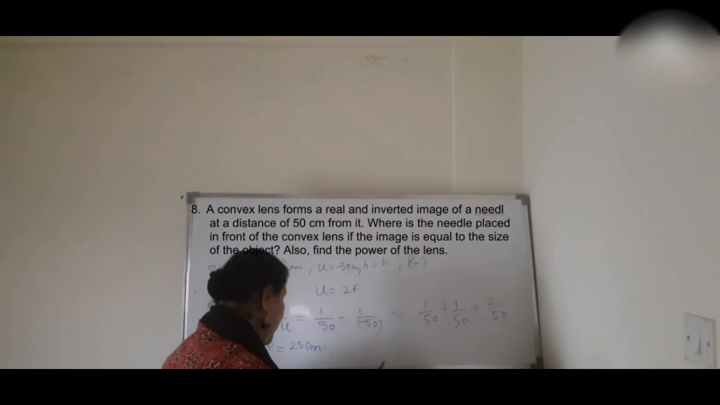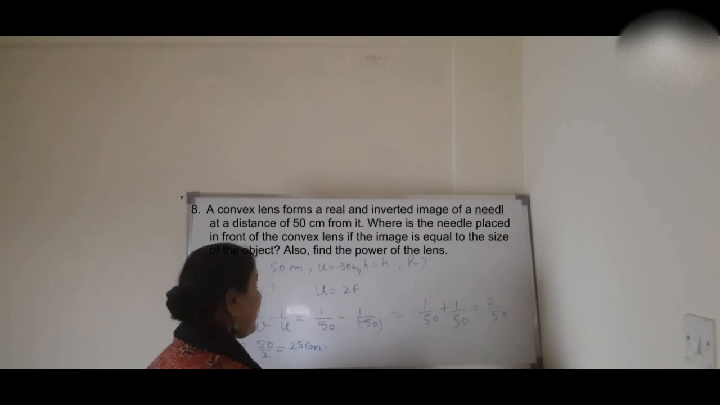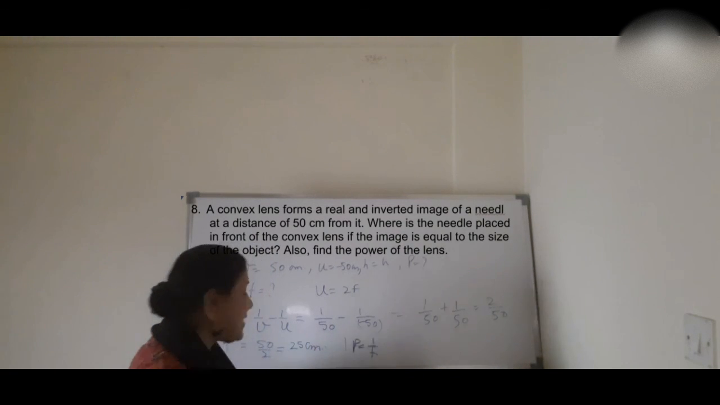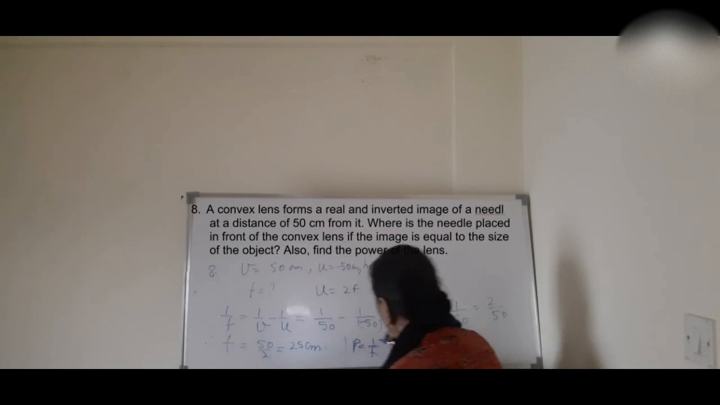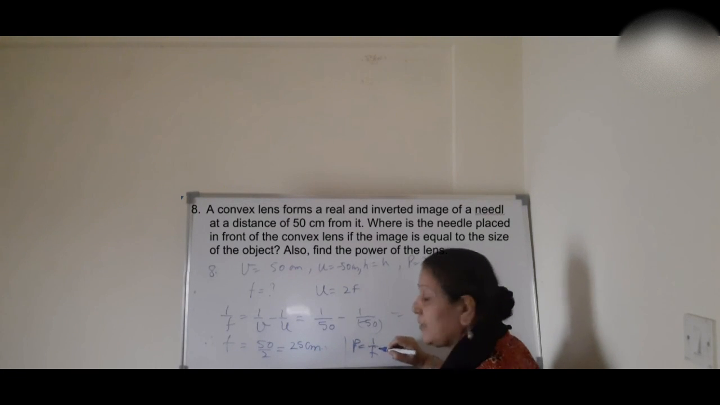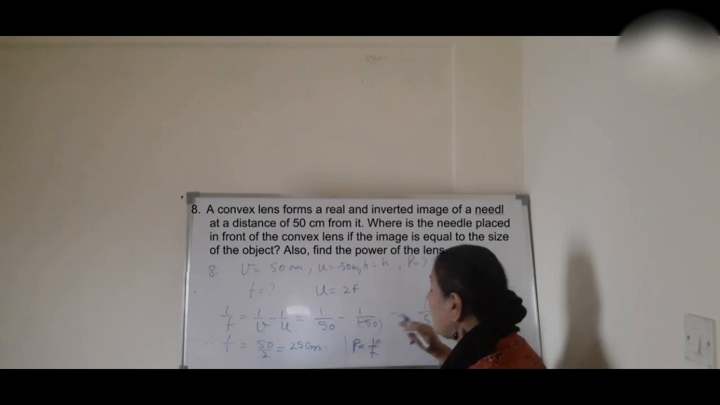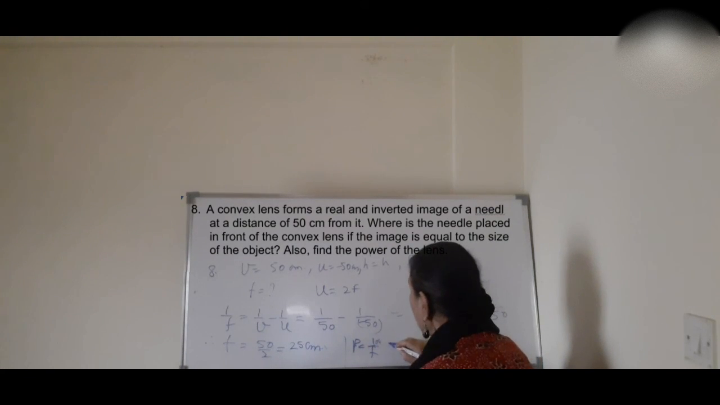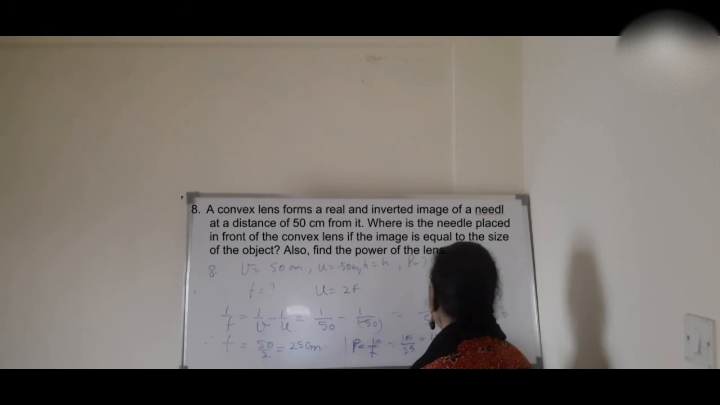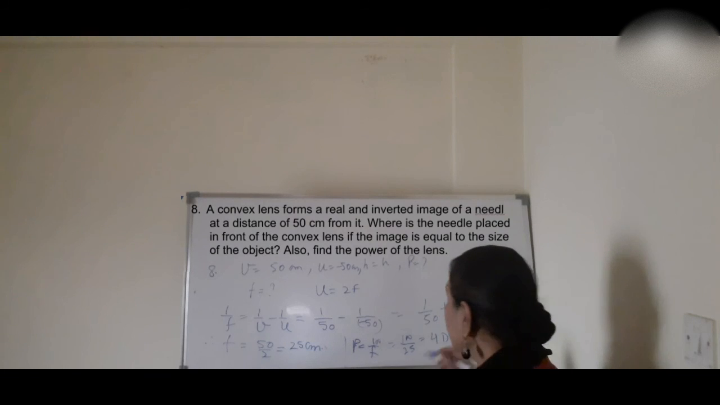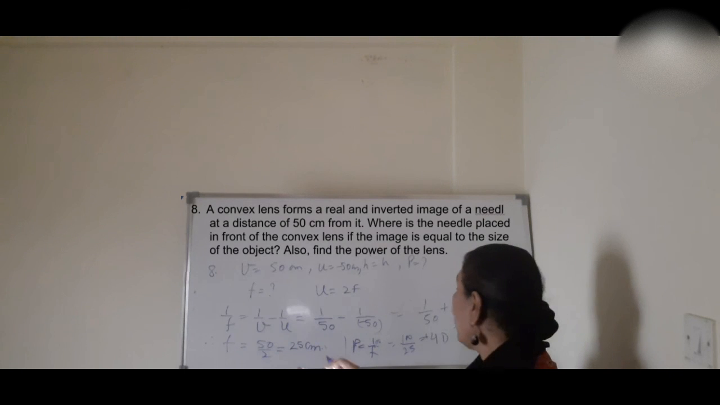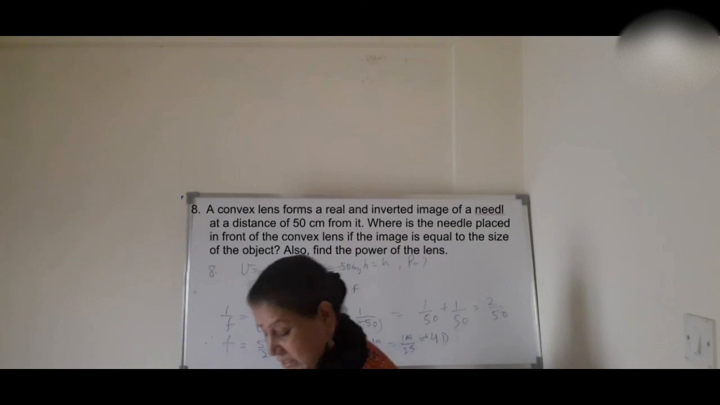So the focal length is 25 centimeter. Now you have to find the power. Now P is equal to 1 upon f if f is in meters. Here the focal length is given in centimeter, so we are going to take 100 upon f. So 100, f is 25. So P is 4D. Plus or minus? Plus because it's a converging lens. So everywhere we have plus, plus, plus. So power is plus 4D.